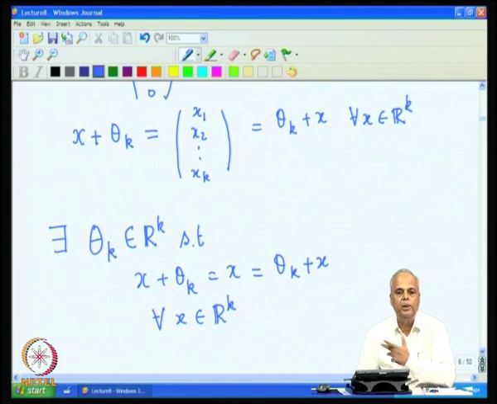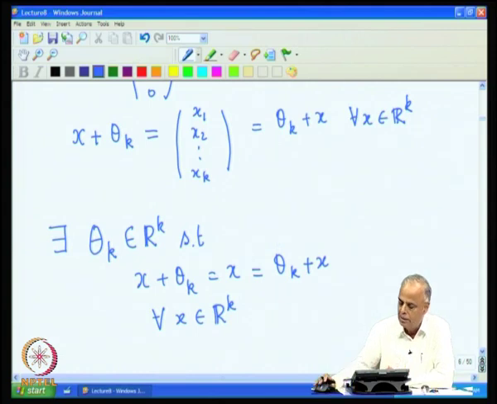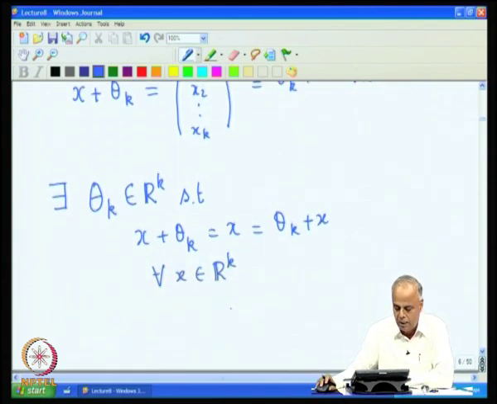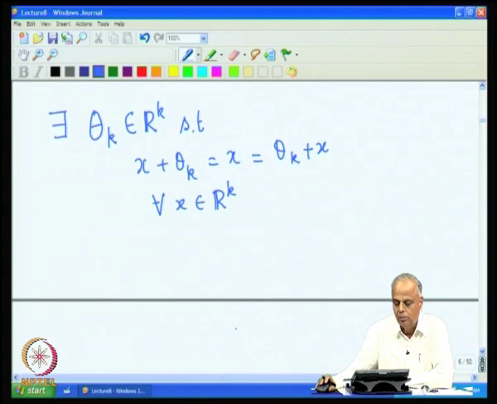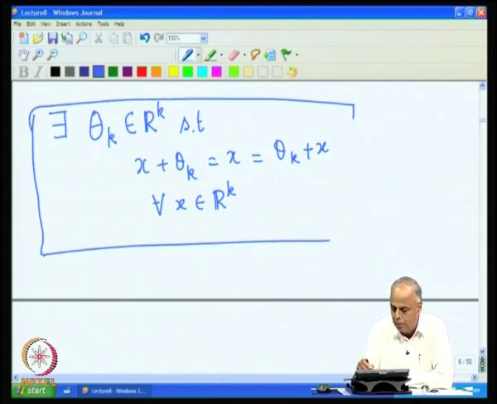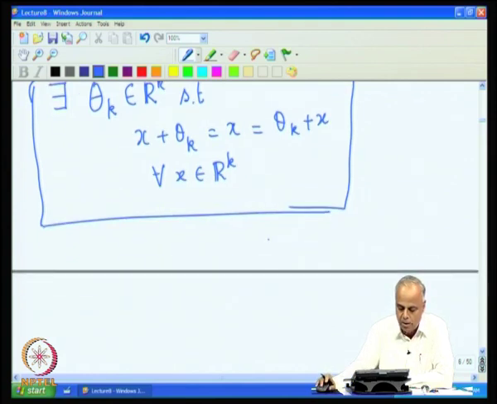So, this is the next property we see of addition in R k. Again let us recall, addition is such that when x and y are in R k, x plus y is also in R k, and addition was associative. Now, we see that there is a vector analogous to the number 0 in R, there is a vector theta k in R k such that x plus theta k is equal to x for every x. So, this is the next important property of addition on R k.